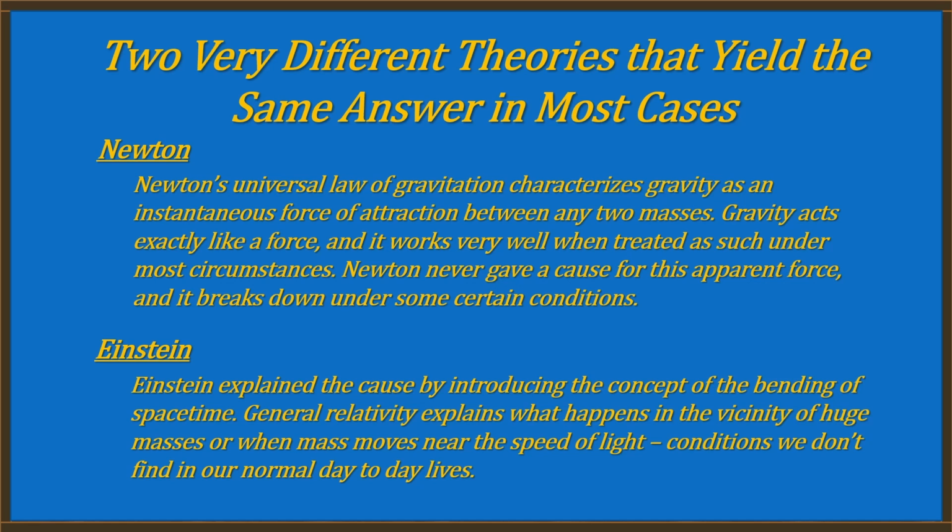But as time went on, we understood that it breaks down under certain circumstances. For instance, using Newtonian gravity, we cannot accurately predict the precession of the orbits of the planets, nor can we predict how much light will bend when it passes by a very massive object like our sun. Einstein, on the other hand, explained the cause by introducing the concept of the bending of space-time. General relativity explains what happens in the vicinity of huge masses or when a mass moves near the speed of light. But these are conditions we don't find in our normal day-to-day lives.